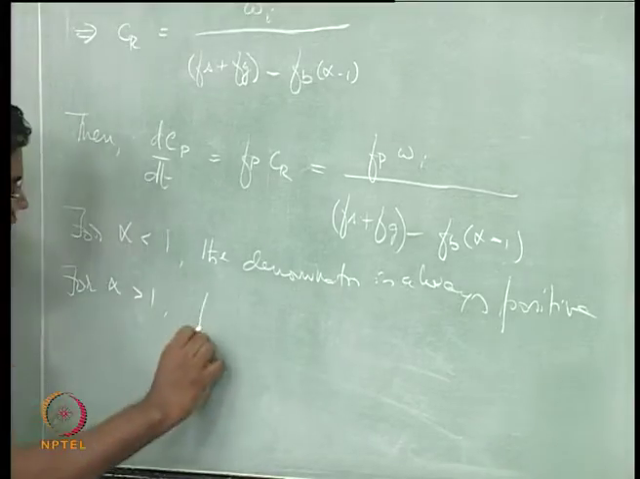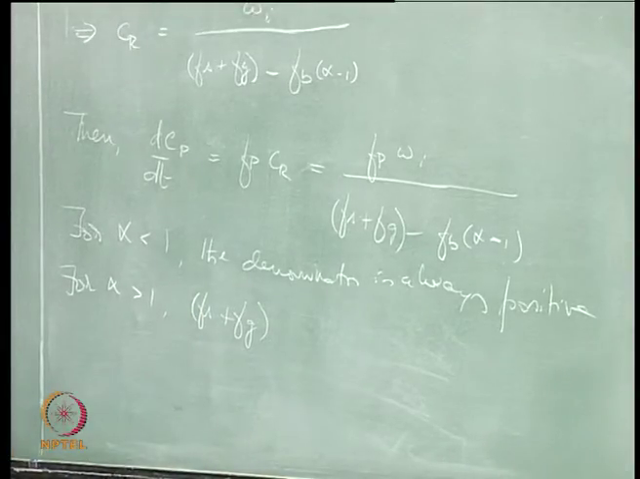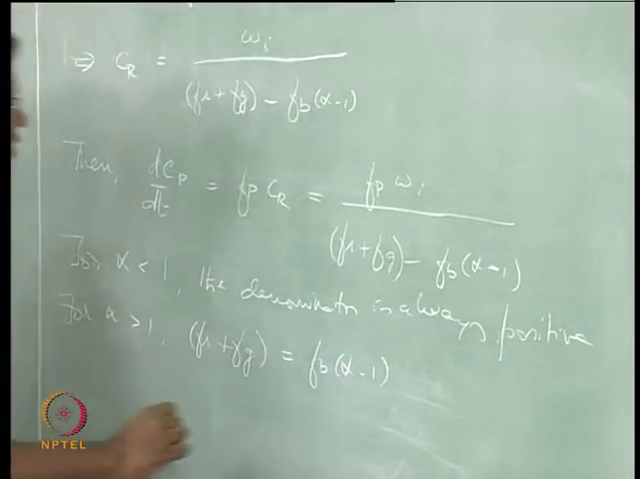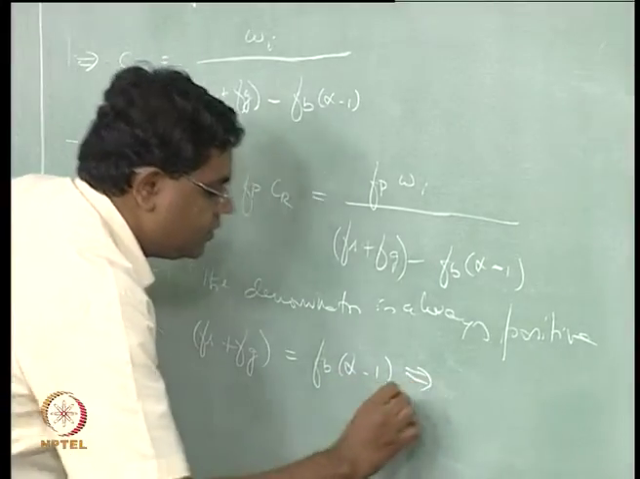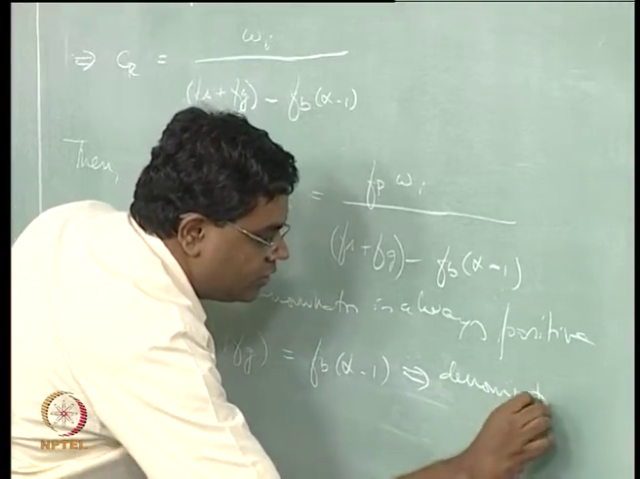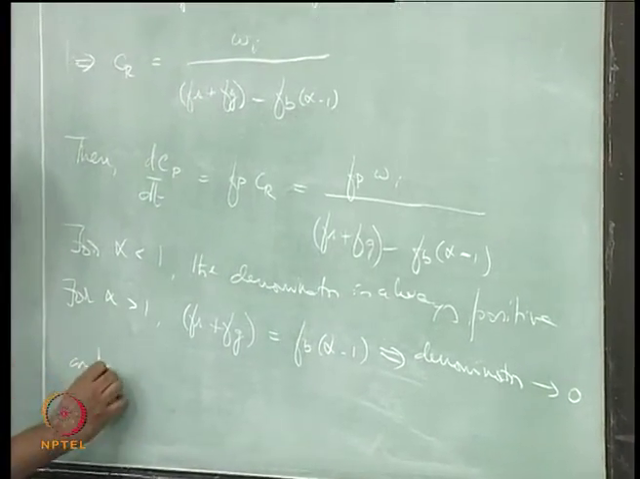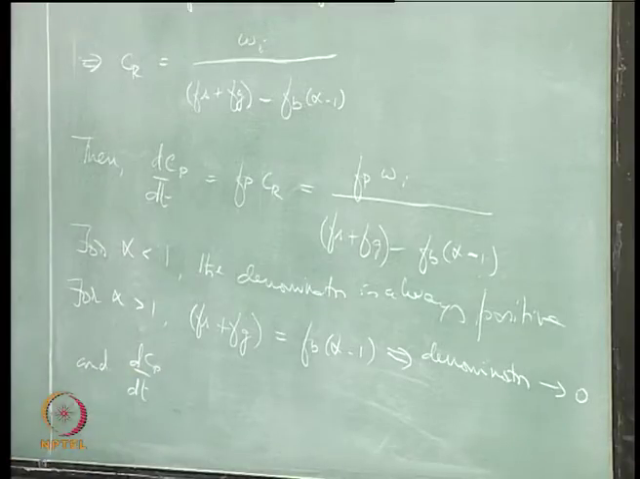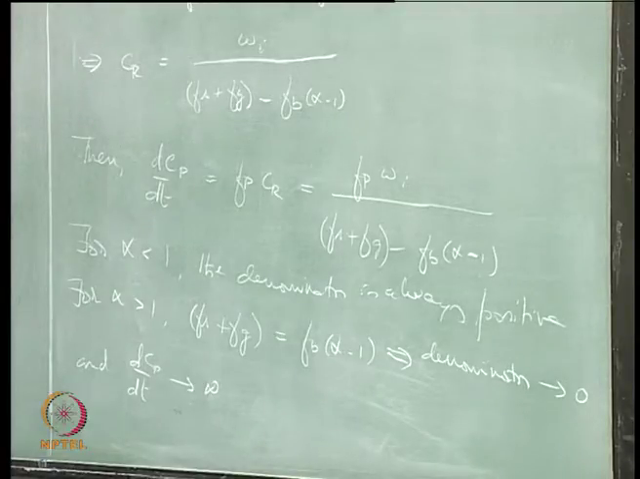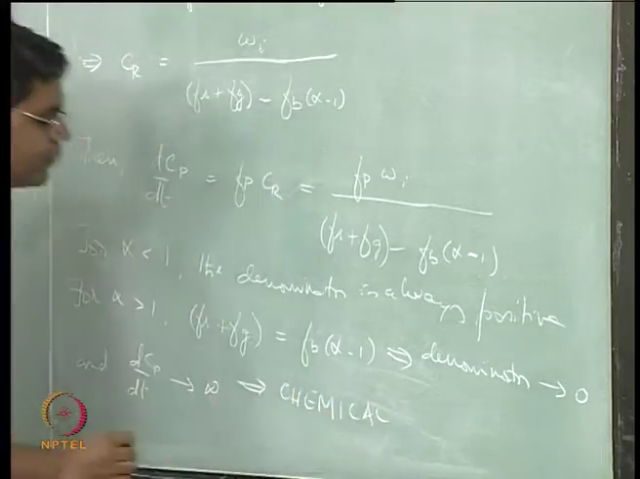So Fs plus Fg equal to Fb times alpha minus 1 implies the denominator goes to 0 and dCp over dt goes to infinity, right? This is what we are talking about as chemical explosion.